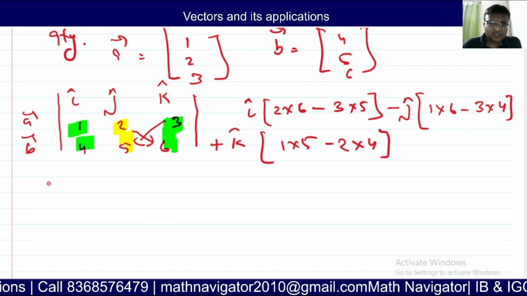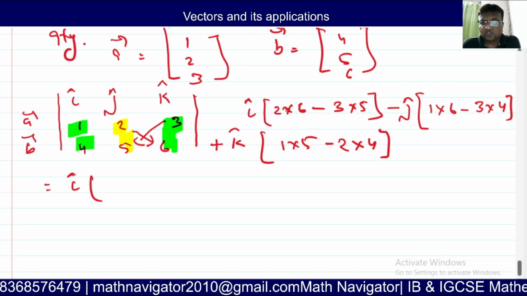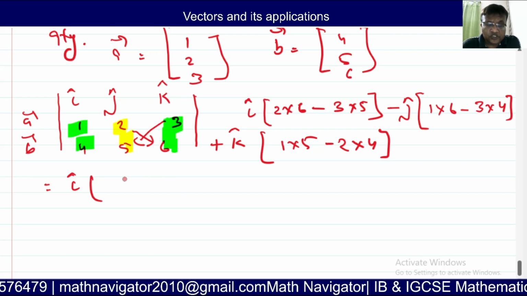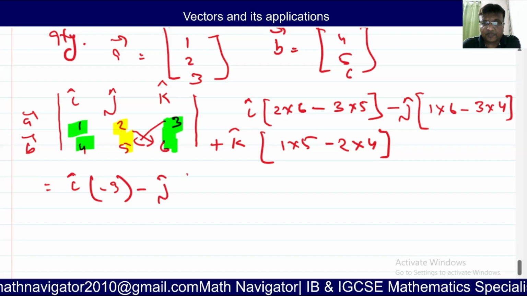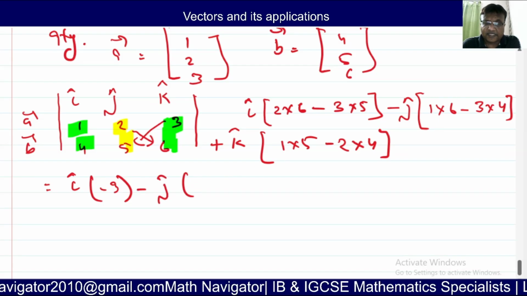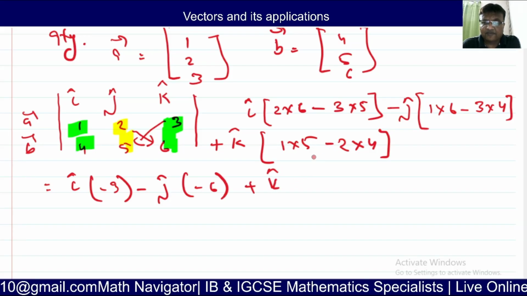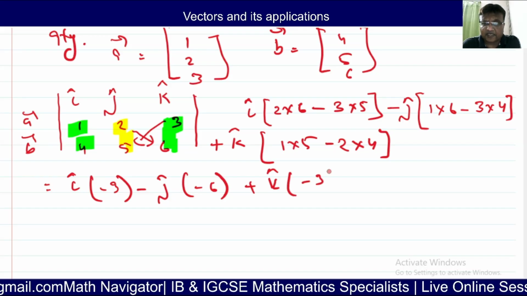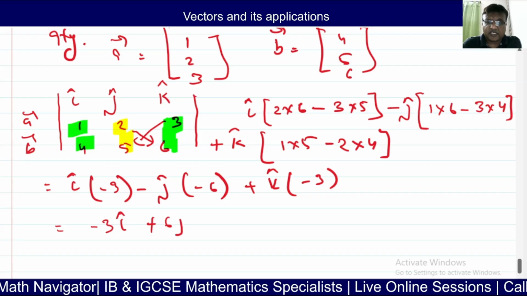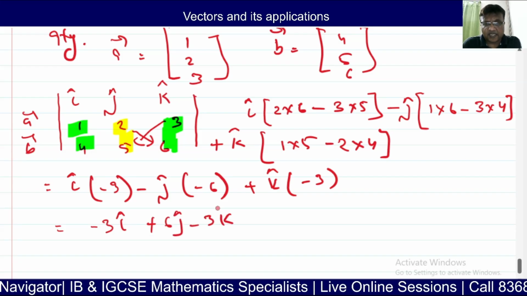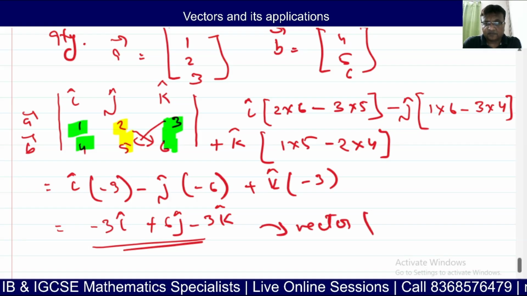So my answer is I cap 12 minus 15, which is negative 3. Negative J cap, then 6 minus 12 is negative of 6, plus K cap, which is 5 minus 8, that is again negative of 3. So negative 3 I cap plus 6 J cap minus 3 K cap. So this is my answer. So this is my vector product.